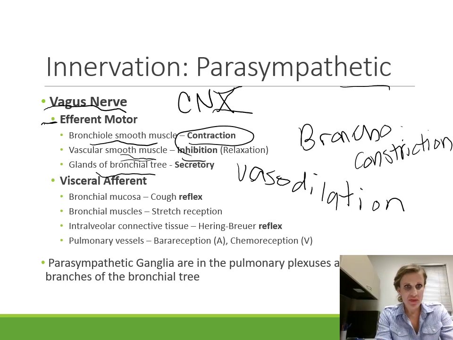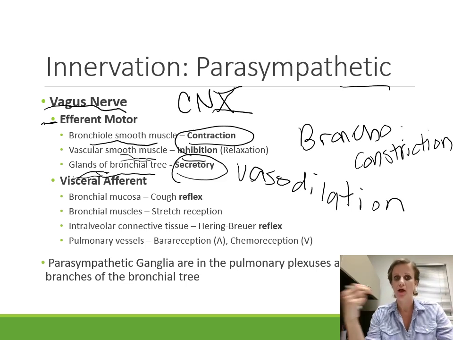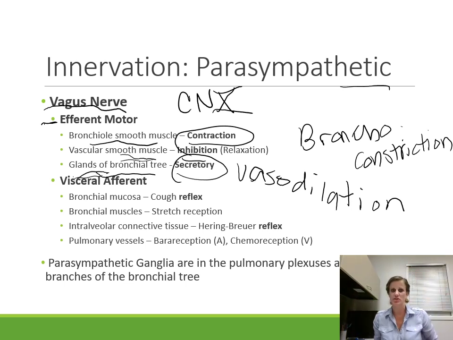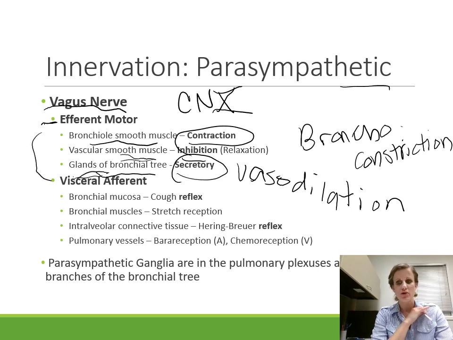When we have parasympathetic stimulation, again, via the vagus nerve to the glands of the bronchial tree, this causes secretion. So increased mucus production and secretion in the bronchial tree. Again, I said parasympathetic is normally wet, right? It increases GI secretions. It increases bronchial secretions. It's the wet system. Okay, so these are the efferent signals that are going out from the central nervous system to the lungs and the tissue of the lungs.